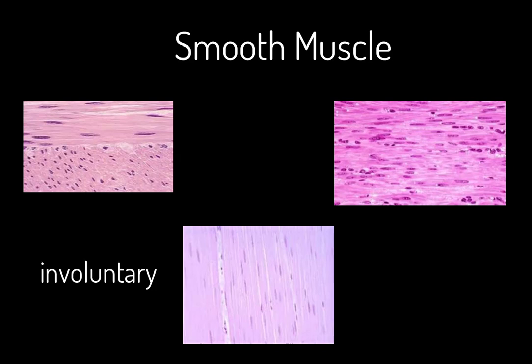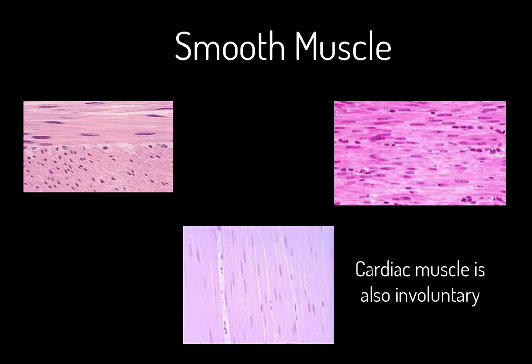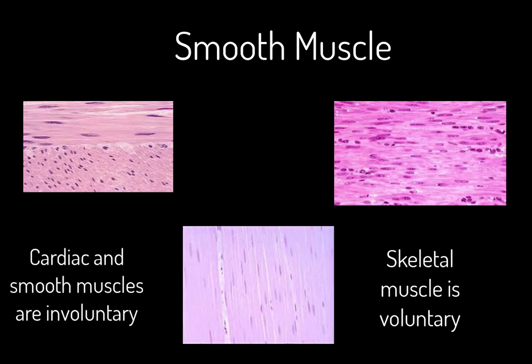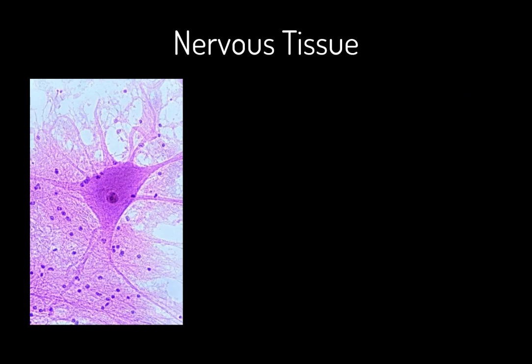I did mention that smooth muscle was involuntary, as is cardiac muscle. Involuntary means you don't have to think about it in order for it to contract. It contracts on its own. Skeletal muscle is voluntary, and cardiac muscle and smooth muscle are involuntary. Which leads us to the last type of tissue, which is nerve tissue.